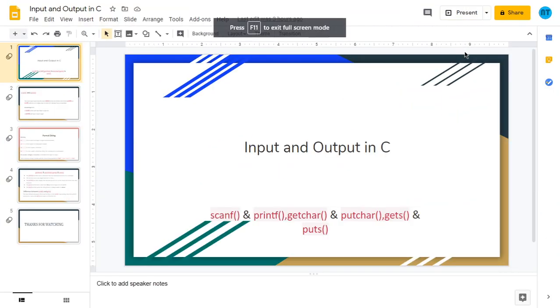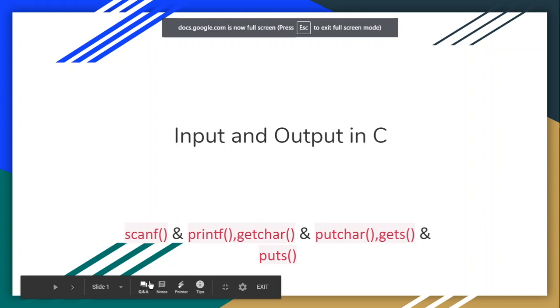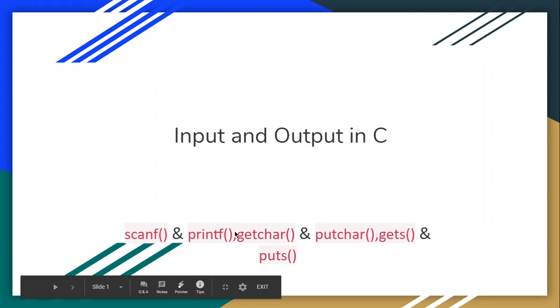Hello everyone, in this video we are going to see about the input output functions in C. Here individually we have seen scanf, printf, getchar, putchar, gets and puts. Let us compare and learn what all these input and output functions in C are.